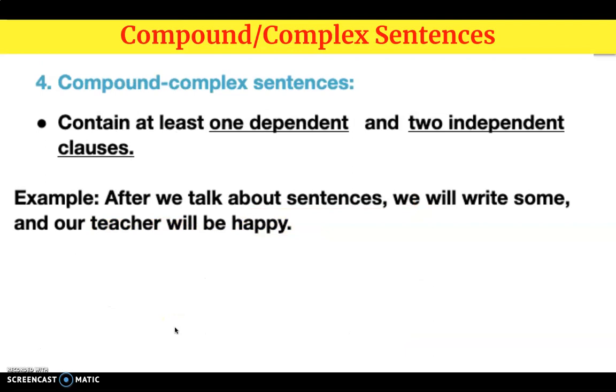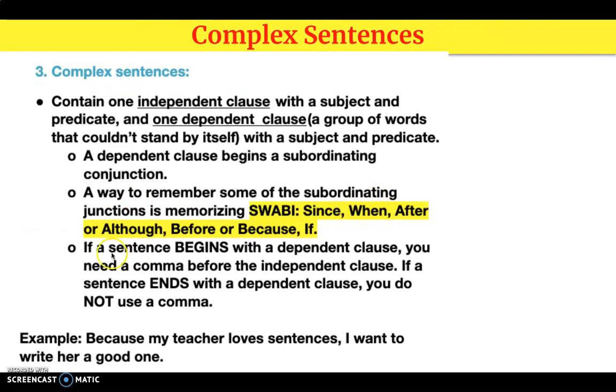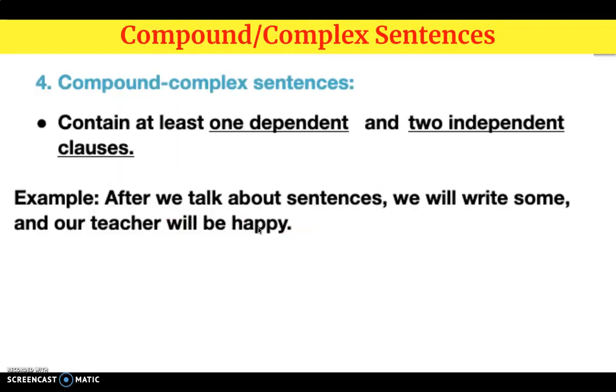Which leads us to compound-complex. These are big sentences. They contain at least one dependent and two independent clauses, right? Think about the marriage, right? Two lovely people and their first child, right? Two independent people with one dependent child. Notice the SWABI, right? Since, when, after, although, before, because, if. After we talk about sentences.